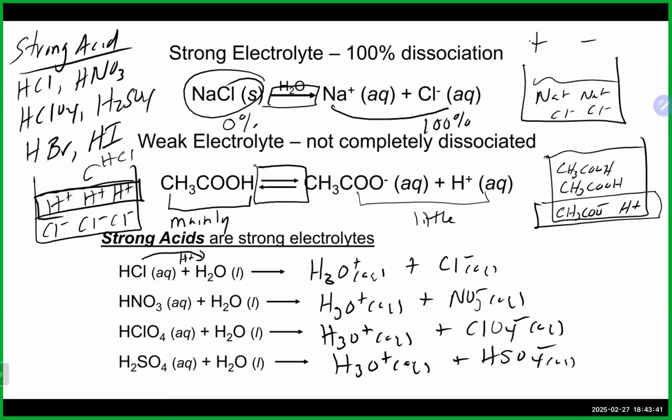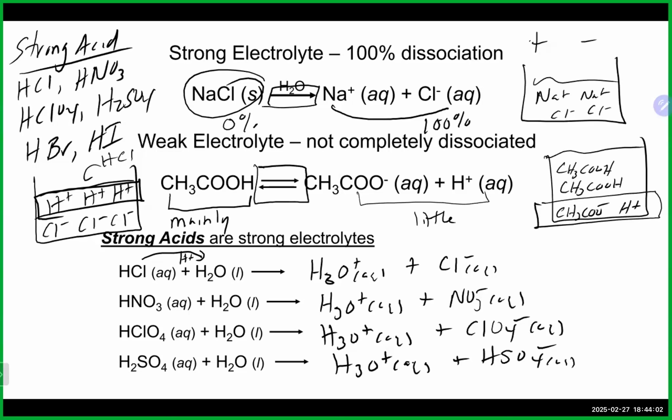It's going to make it really acidic because as the H+ concentration goes up, what happens to the pH? Goes down, right? So the higher the H+ concentration, the lower the pH we will have in that solution. Any questions on that there?